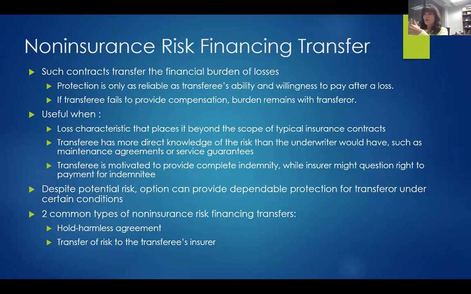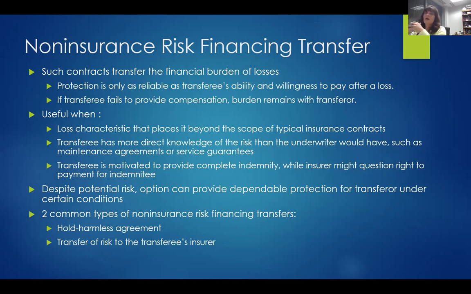So what I can do is force them to have a certain amount of insurance that's going to protect them as well as my company, so that if they cause a loss, I can at least collect some money from their insurer to cover the potential damage that they've caused. So again, protection is only as good as their ability to pay. A promise to pay doesn't guarantee you anything. And if a transferee fails to provide any kind of money to you, the burden still remains with you.